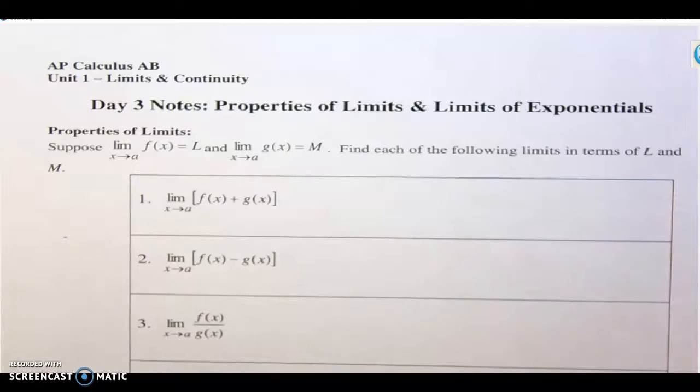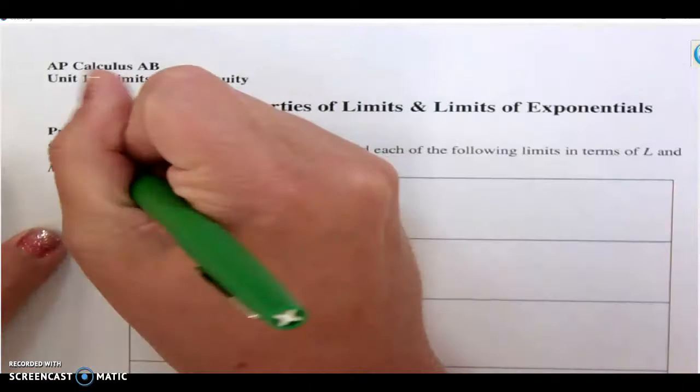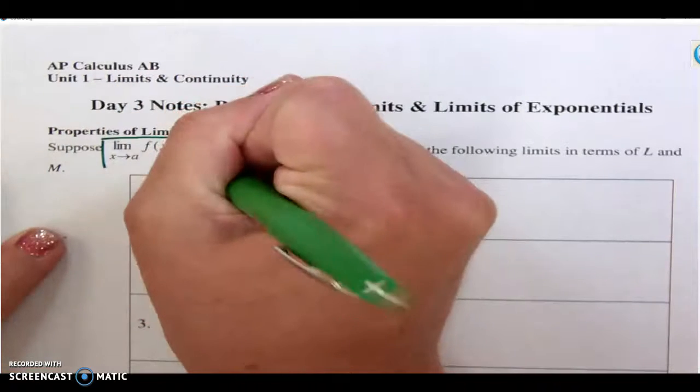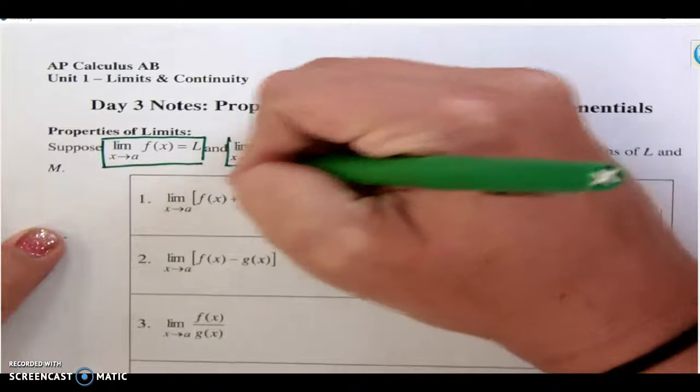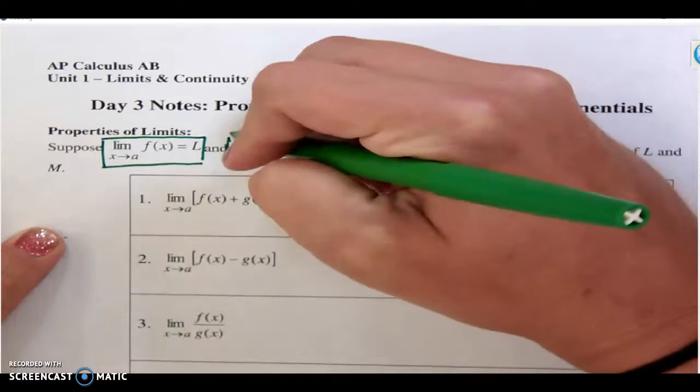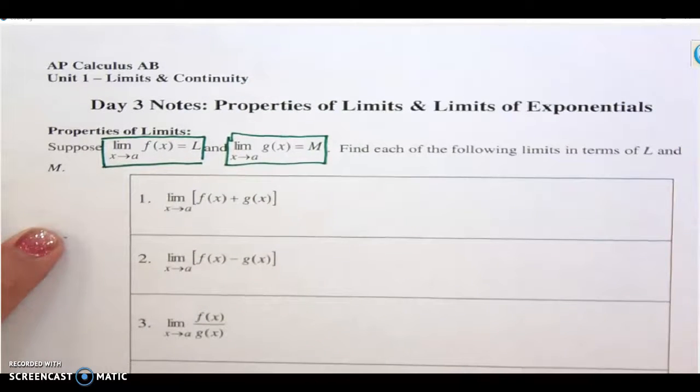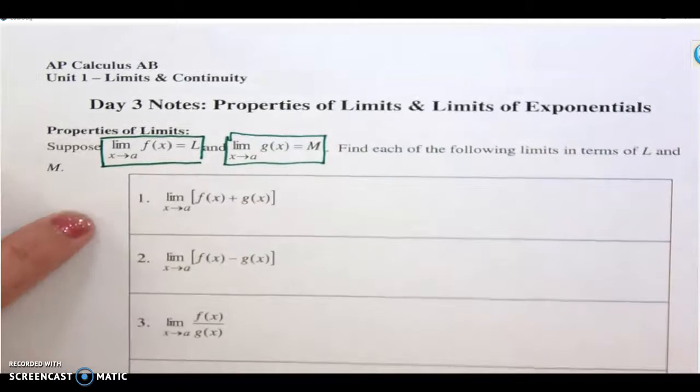Okay, so for day 3, we're going to be looking at properties of limits, and then we're going to look at limits of exponentials. So first thing for this first part, we're just going to write down the properties. This tells us that if the limit as x approaches a of f of x is equal to some number L, and then the limit as x approaches a of g of x is equal to some number m, then these are properties.